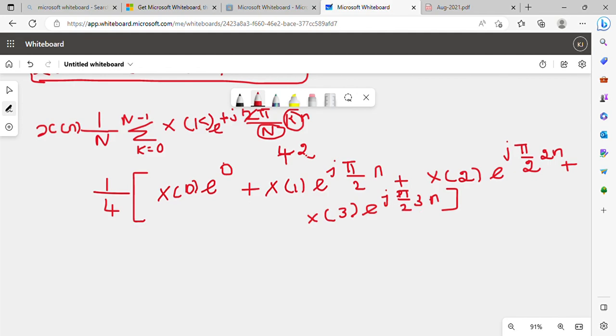Yes. So now for this formula you have to substitute the values of n. If you substitute n is equal to 0, 1, 2 and 3, first let me substitute n is equal to 0. Just a minute students, wait for a second.